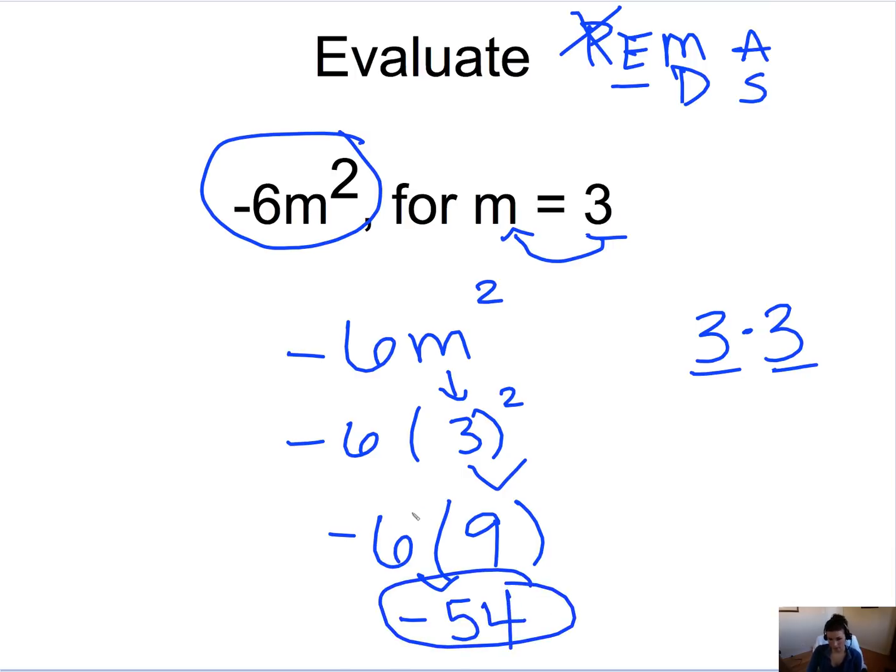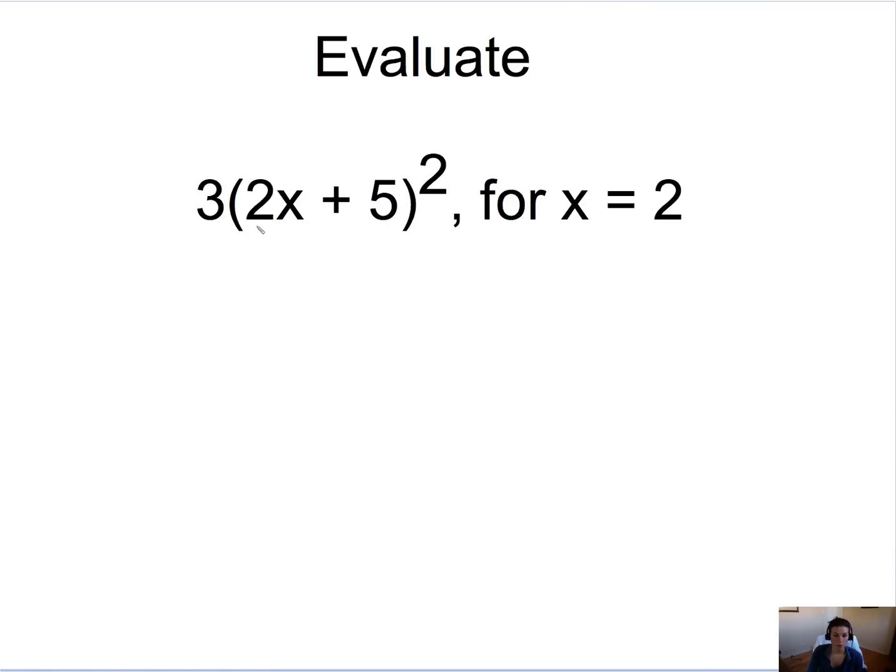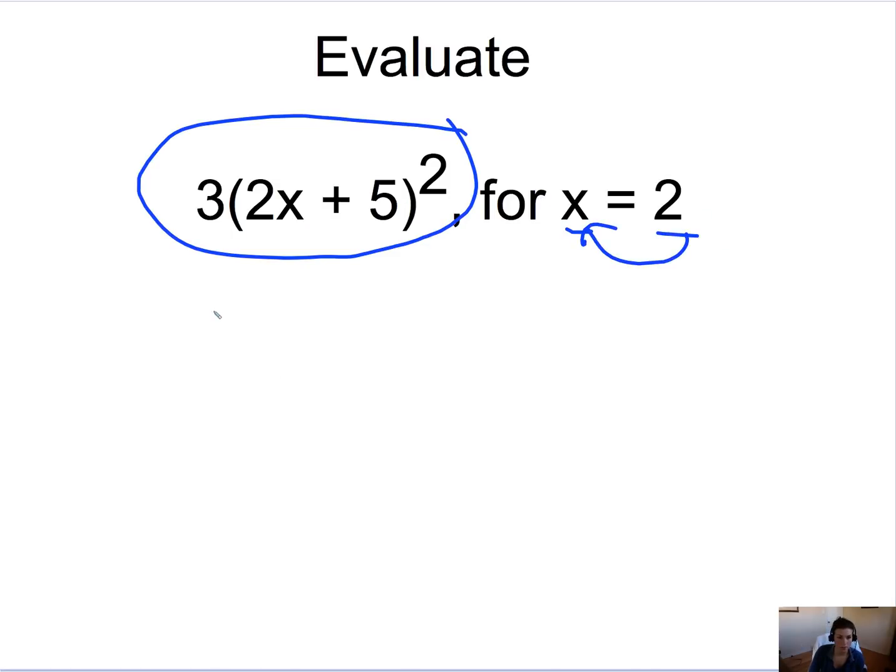We just evaluated that. Okay, one more like that. We're evaluating this right here for x equals 2. So everywhere I see an x, I'm plugging in a 2 in place of it. So it'll be 3 times 2 plus 5 squared. Everything stayed the same. It's just that I changed that x to a 2 because that's what they told me.